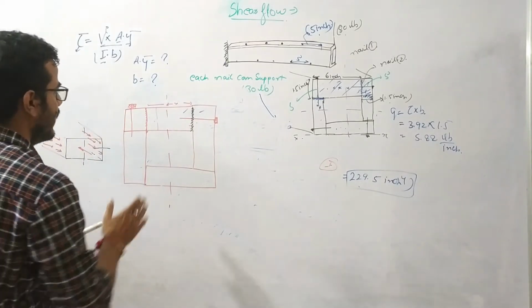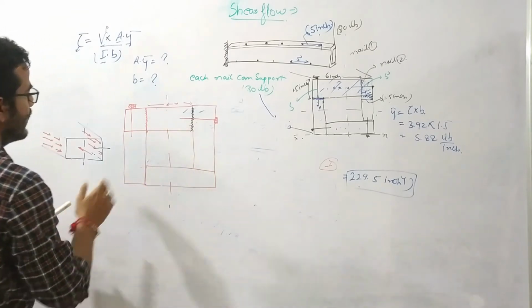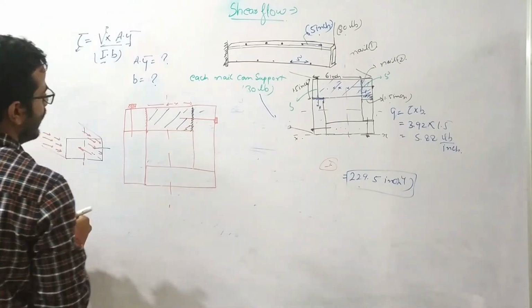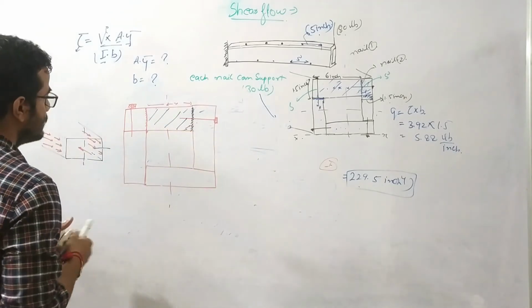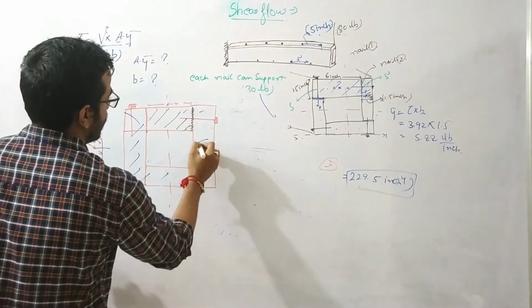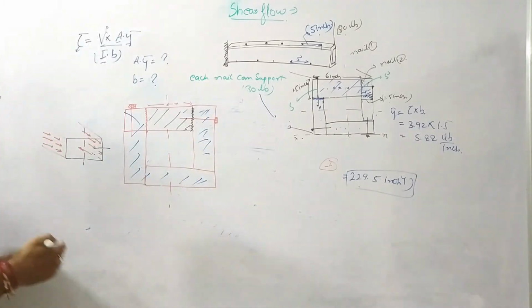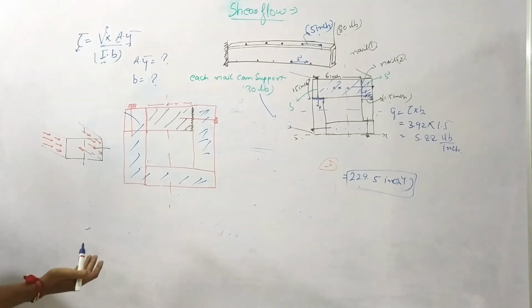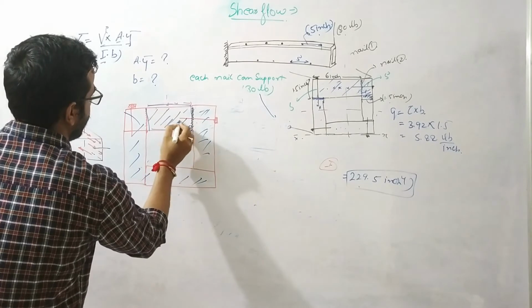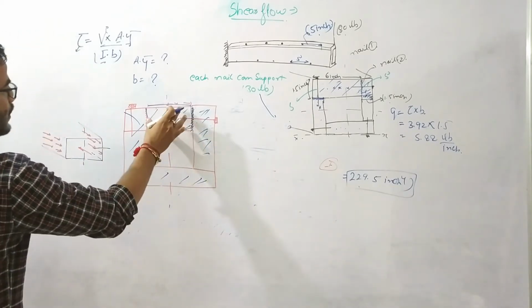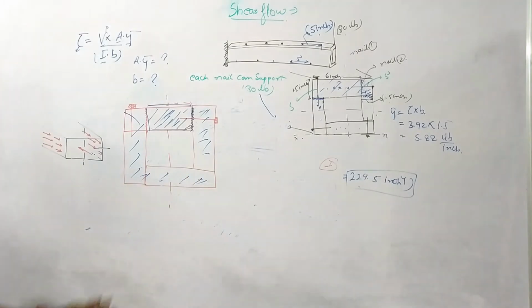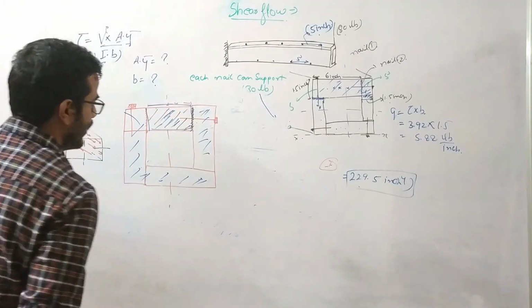I have two choices over here. Either I can take A y bar for this thing, or I can take this whole complete thing. Now you decide what we should take. To make the calculation simple, I will take this area, A y bar for this portion, because it is easy to calculate. I can take the other portion also, but I'll take this portion for A y bar.